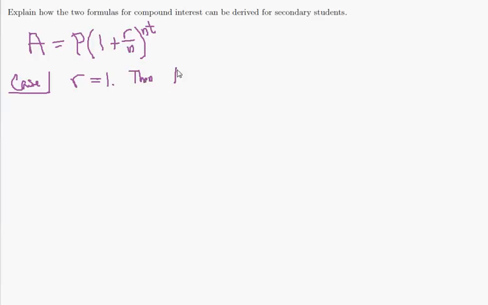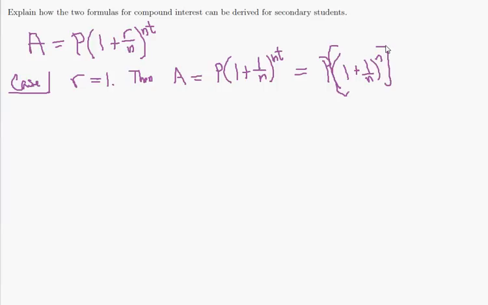The formula reduces to A is equal to P times (1 plus 1 over n) to the nt. And let's write that as P times [(1 plus 1 over n) to the n], and then that part gets raised to the t-th power. Now let's investigate what happens to the part in brackets as n gets large.